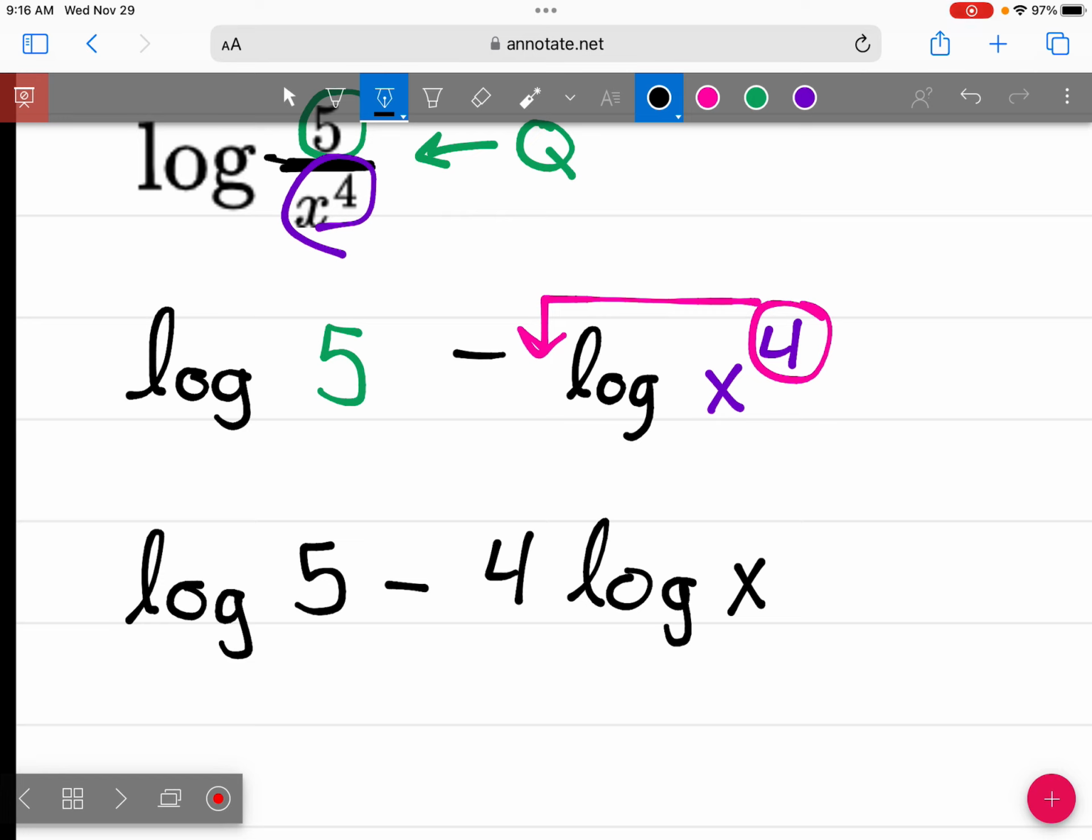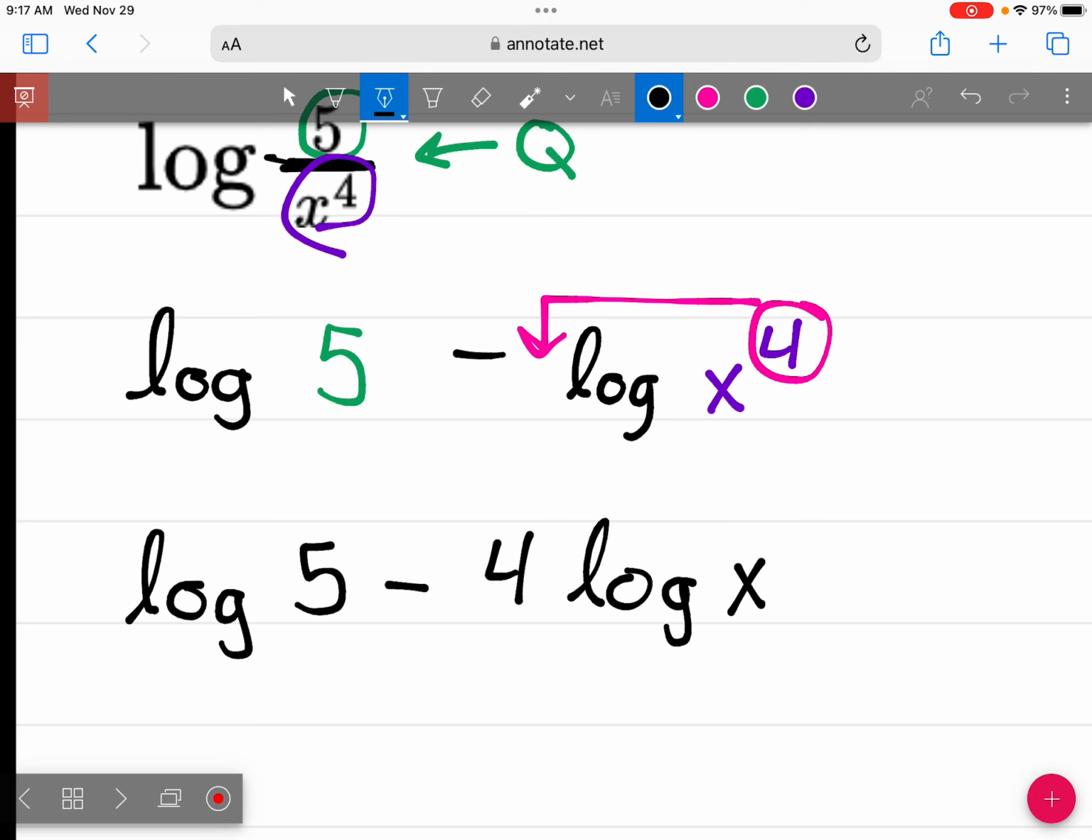What's the base on this log? 10. Just checking in. If we didn't write it, it's got a base of 10. It's the common log. For all of them, if there's not a base written and it says log, it's got a base 10. We just don't write it on the common log. If it says log and it has a number, like the next one, it has a log base 3.